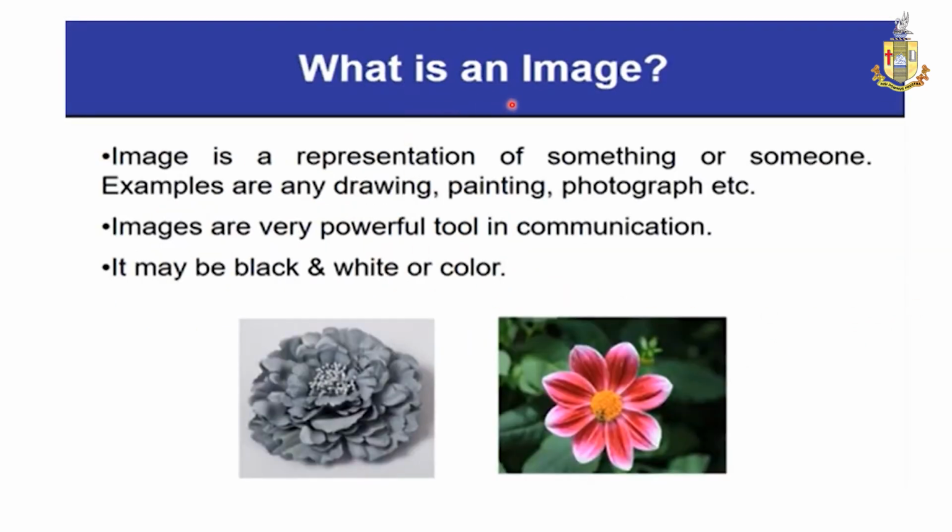Let us begin with what is meant by image. Image is nothing but a representation of some scene or a person, whatever it is. The examples are, you may have a drawing in the form of an image, painting, photograph, etc. Image is a very powerful tool in communication. So this diagram shows the different types of image, black and white and the color image.